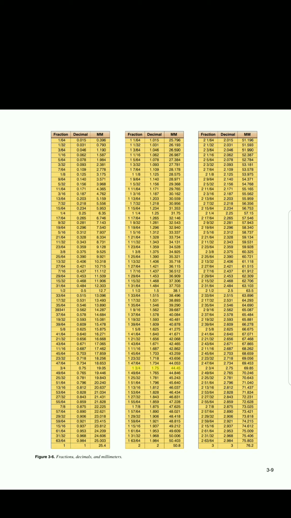1 and 3/4, 1.75, 44.45. 1 and 49/64, 1.765, 44.846. 1 and 25/32, 1.781, 45.243. 1 and 51/64, 1.796, 45.640. 1 and 13/16, 1.812, 46.037. 1 and 53/64, 1.828, 46.434. 1 and 27/32, 1.843, 46.831. 1 and 55/64, 1.859, 47.228. 1 and 7/8, 1.875, 47.625. 1 and 57/64, 1.890, 48.021. 1 and 29/32, 1.906, 48.418. 1 and 59/64, 1.921, 48.815. 1 and 15/16, 1.937, 49.212. 1 and 61/64, 1.953, 49.609. 1 and 31/32, 1.968, 50.006. 1 and 63/64, 1.984, 50.403.